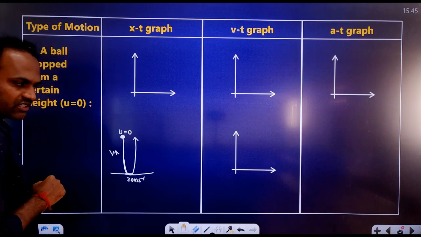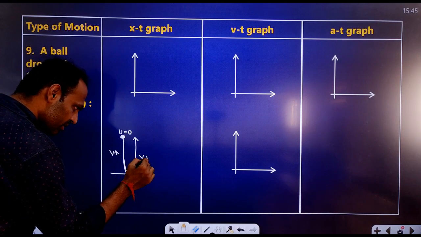When it is moving down, velocity is increasing. When it is moving up, velocity will be decreasing.